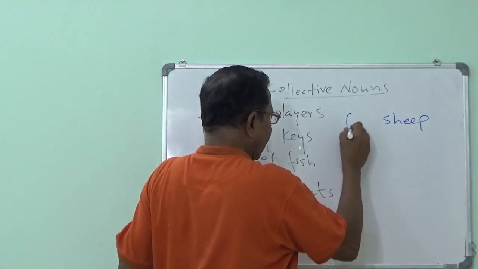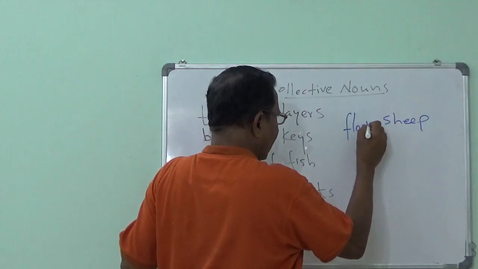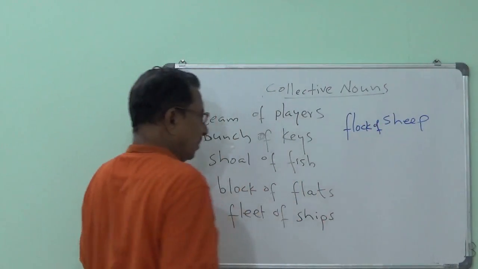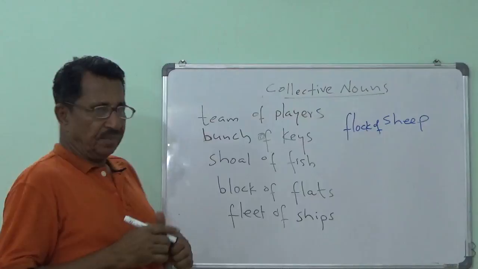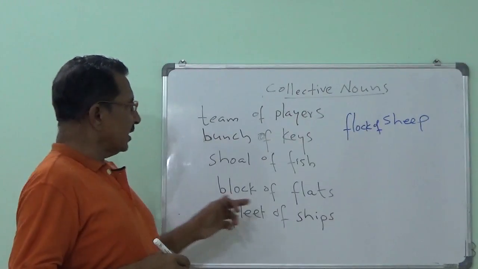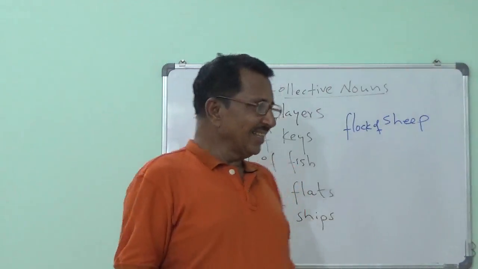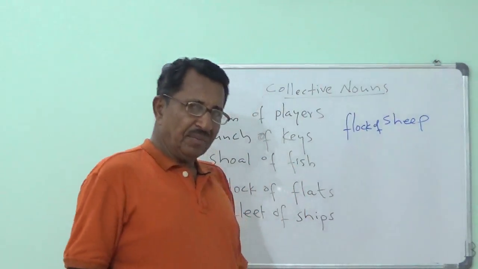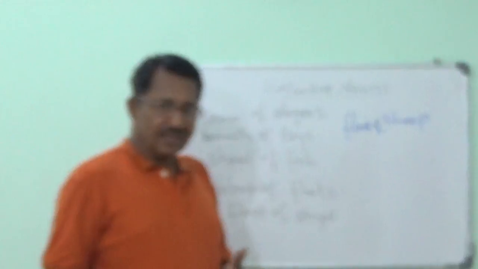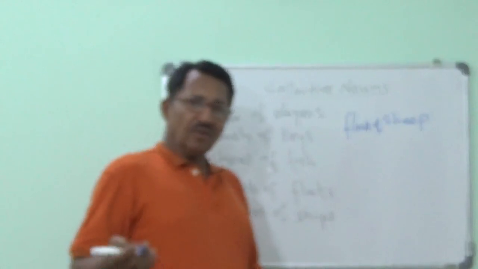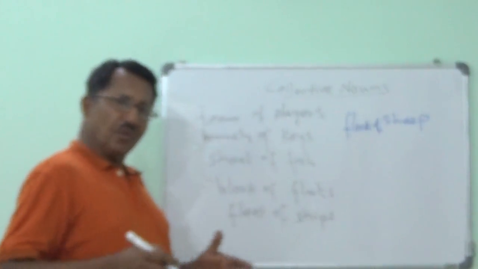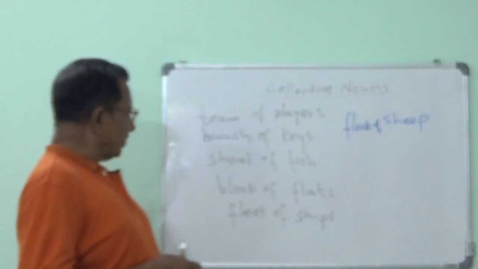A flock. A flock of sheep. That's the thing. You cannot say a team of sheep because they are not playing any game. They are walking together. They may be talking, they may be singing, just as we are going for a picnic and so on, so you move in groups. So a flock of sheep.